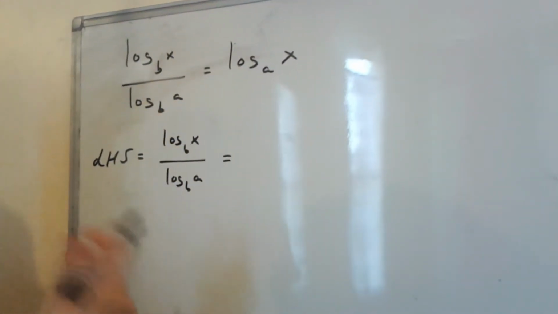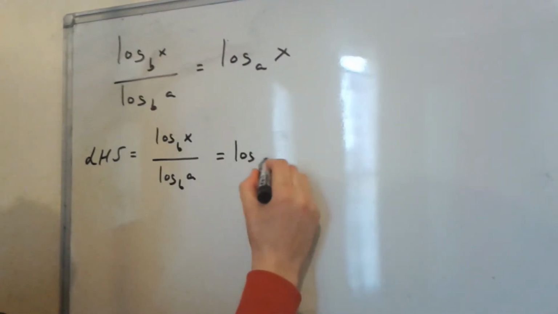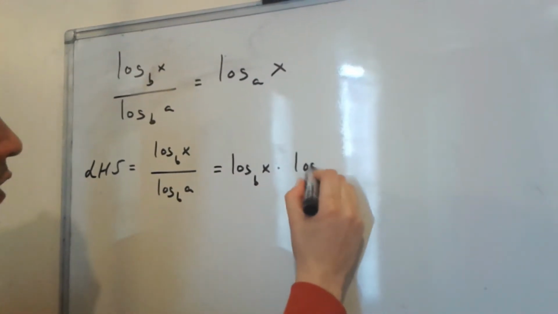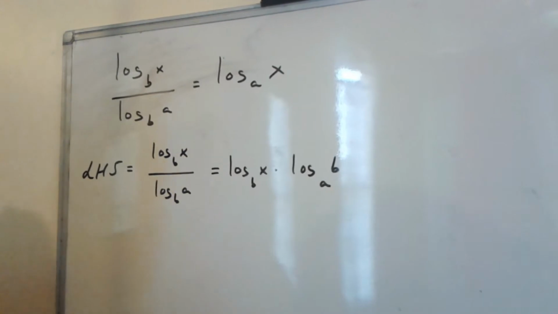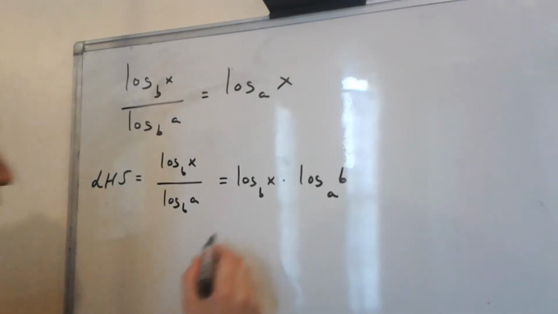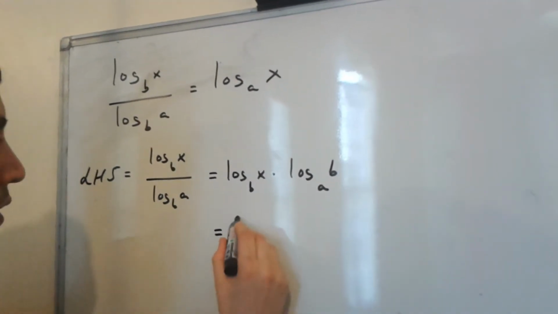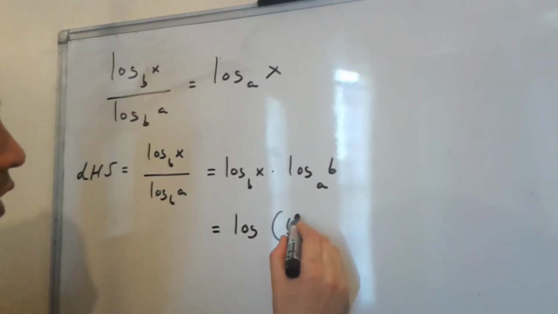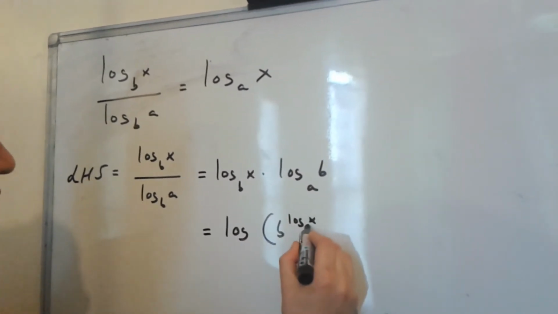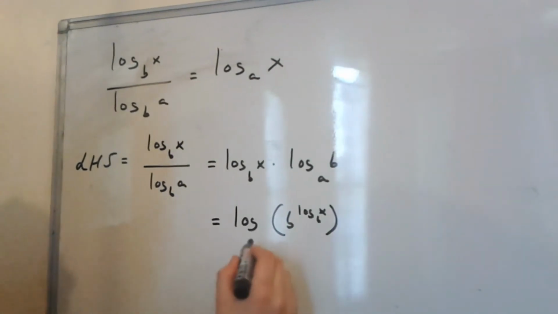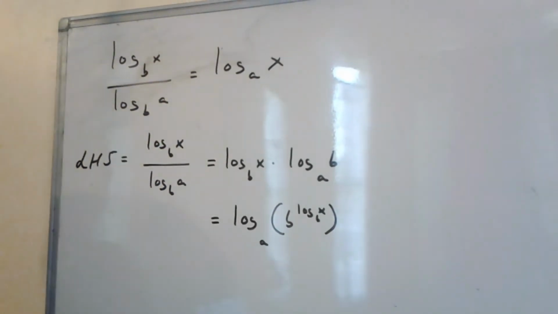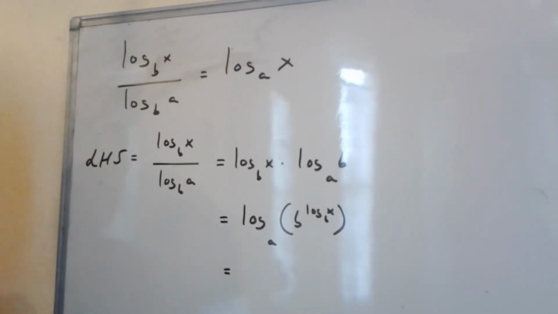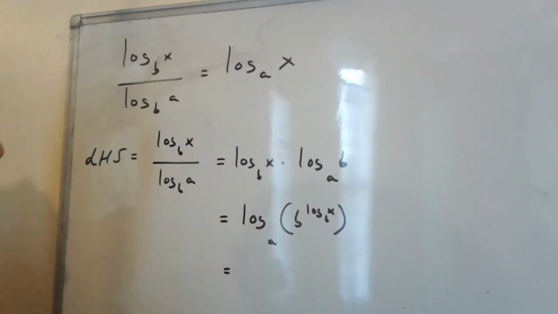Now, this is going to be equal to log x to the base b times log b to the base a. And this is equal to log b to the power of log x to the base b, to the base a. Okay? Now this value in here is going to be equal to x.